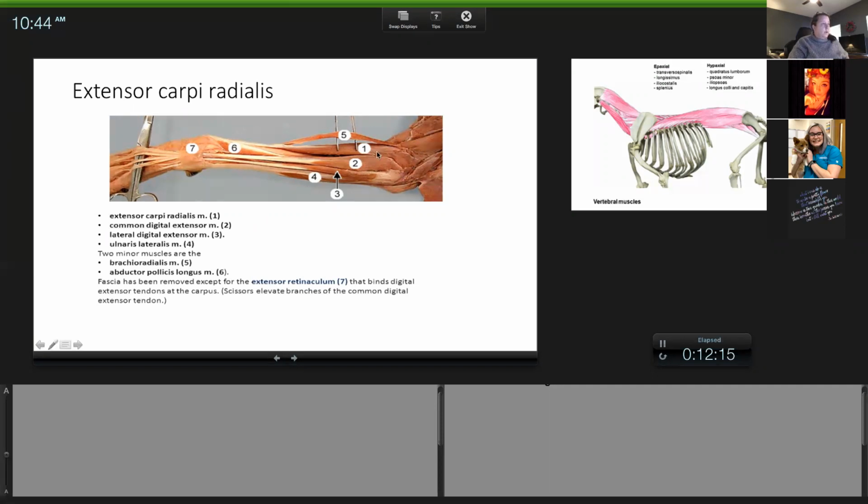So if I follow it down, it's hard to see, but here are the metacarpals, right? Number 7 is the carpus, okay? The metacarpals are under here. So what it's going to do when it contracts is pull towards its origin, and it's going to extend that carpus. So it's up here, extending the carpus. It's an extensor.